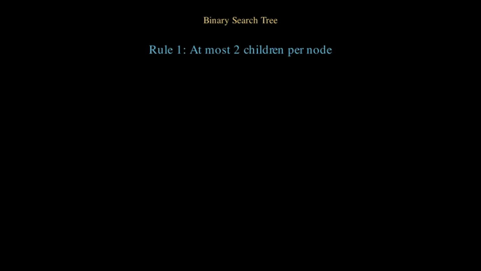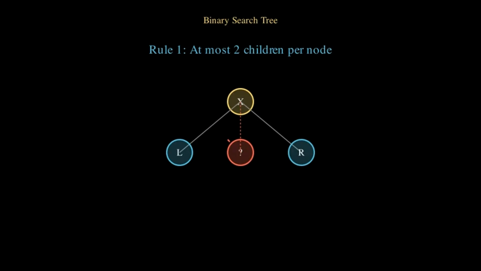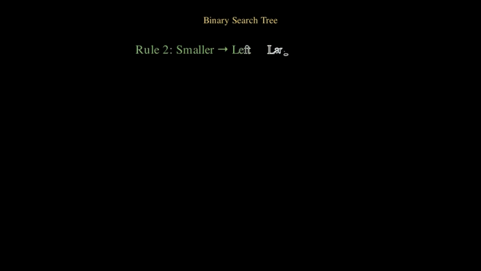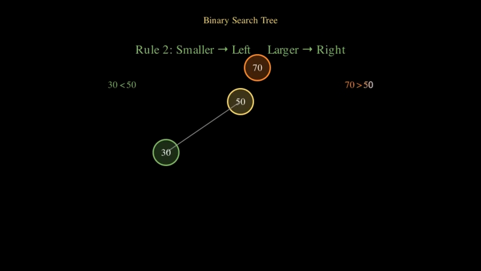The star of the family is the binary search tree, which is a tree with 2 simple rules. Rule number 1 is that every node has at most 2 children. Rule number 2 is that the node with smaller value goes on the left, and the larger value on the right. These 2 simple changes make searching through the tree brilliantly fast.